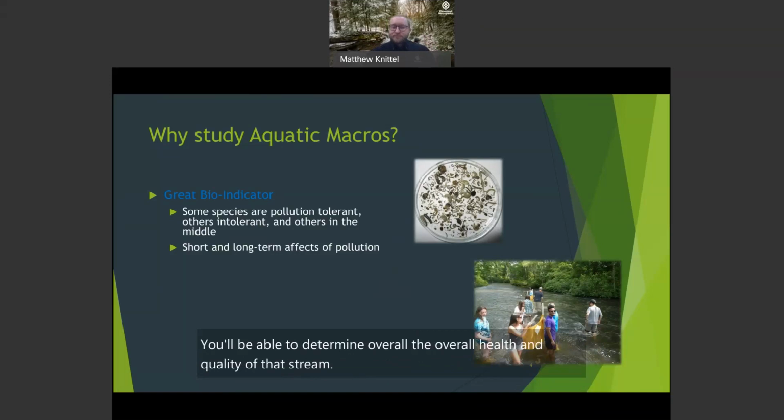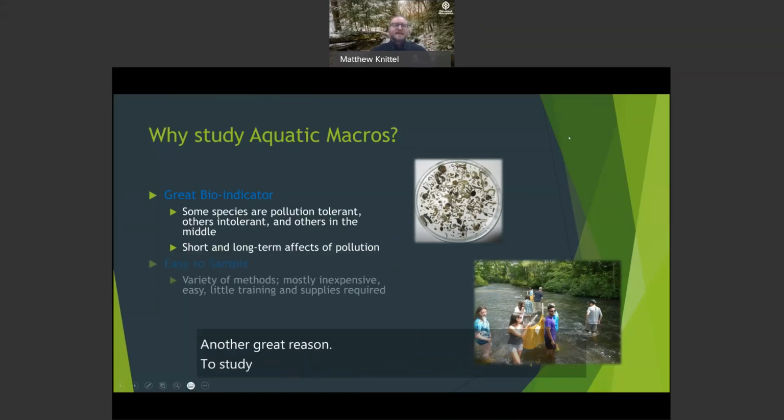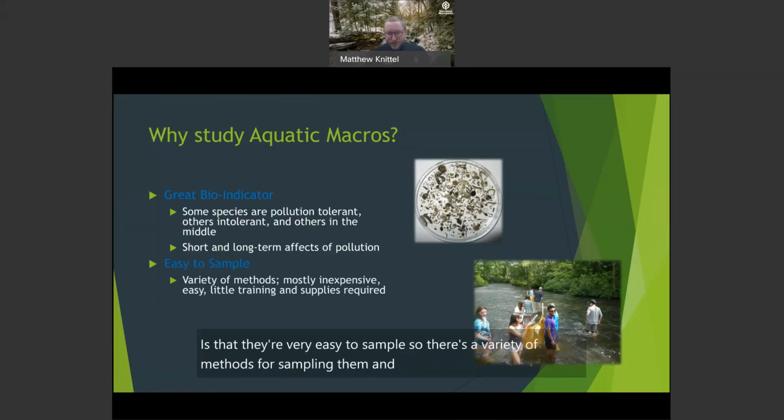Another great reason to study macroinvertebrates is that they're very easy to sample. There's a variety of methods for sampling them, and we'll talk about some a little bit later, but you can see in my bottom picture on the right there's some yellow nets in the stream with some folks catching some macroinvertebrates. But most of these methods are actually really inexpensive. They're pretty easy, and they require very little training or supplies.